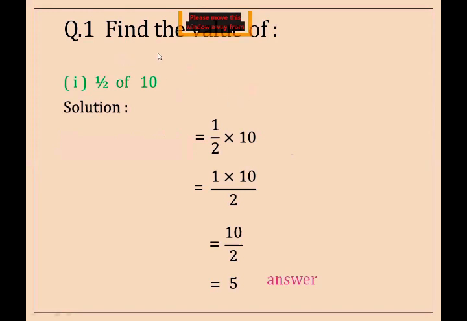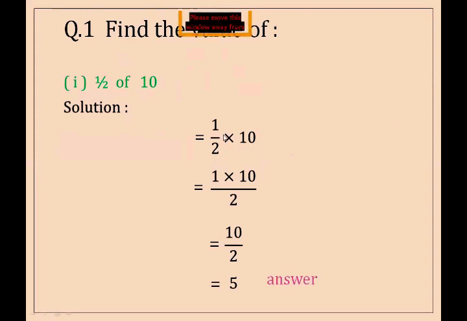Okay, here's the question from your exercise. Find the value of. The first part is 1 upon 2 of 10. Here we start the solution. 1 upon 2, this "of" is converted into multiply, and there is a 10 here. 1 upon 2 multiplied by 10.